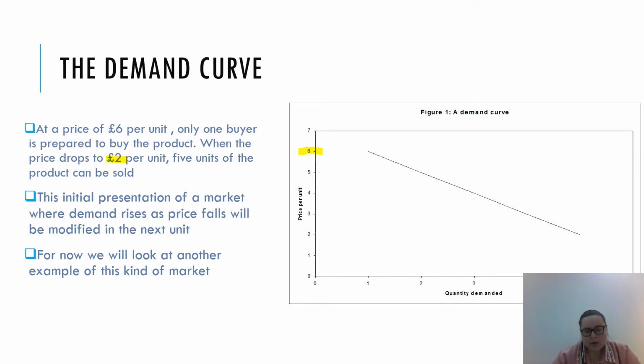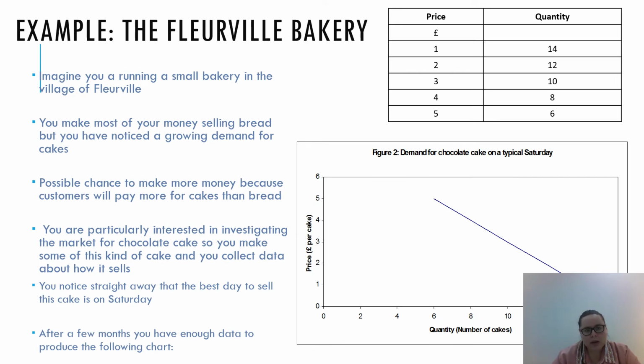Let's imagine that you are running a bakery. We call it the Fleur Wheel Bakery, right? You make most of your money selling bread, but you have noticed a growing demand for cakes as well. So what are you going to do? You're interested in this market because it will give you the chance to make more money, and because your customers are prepared to pay more for cakes rather than bread. So you're particularly interested in investigating the market for chocolate cake.